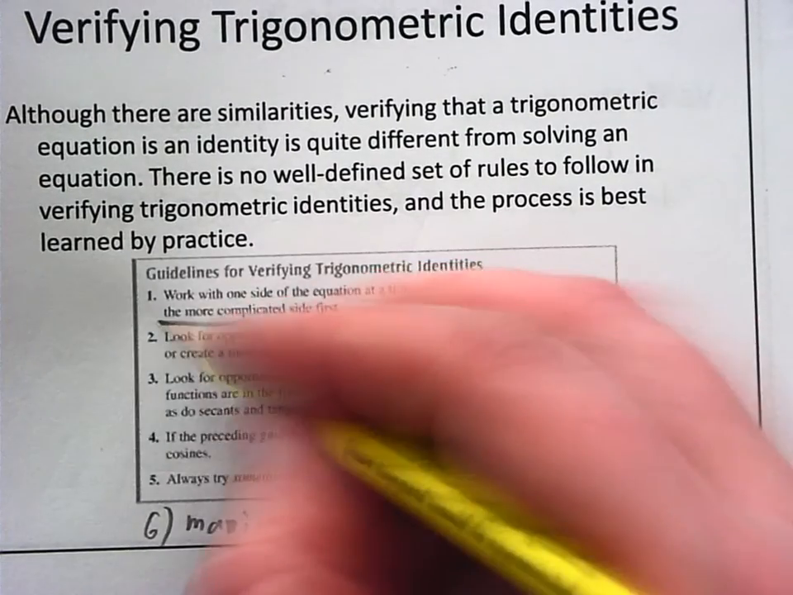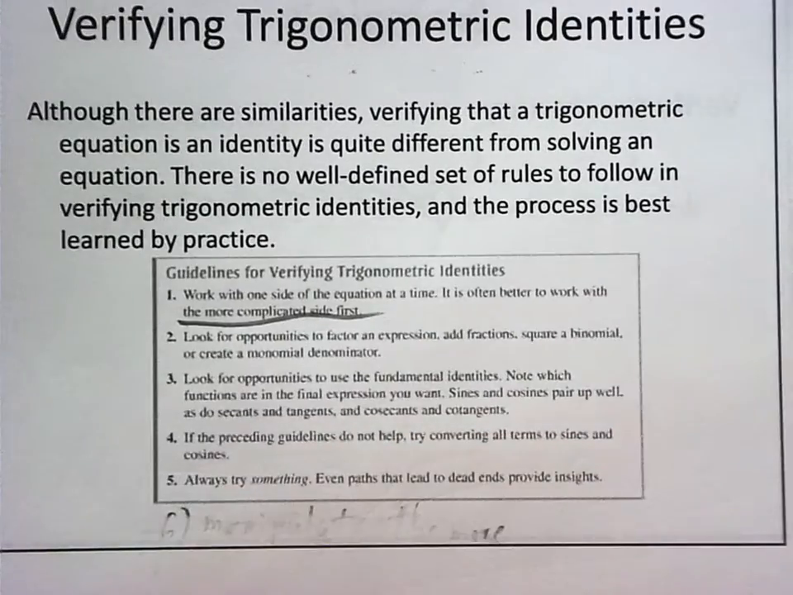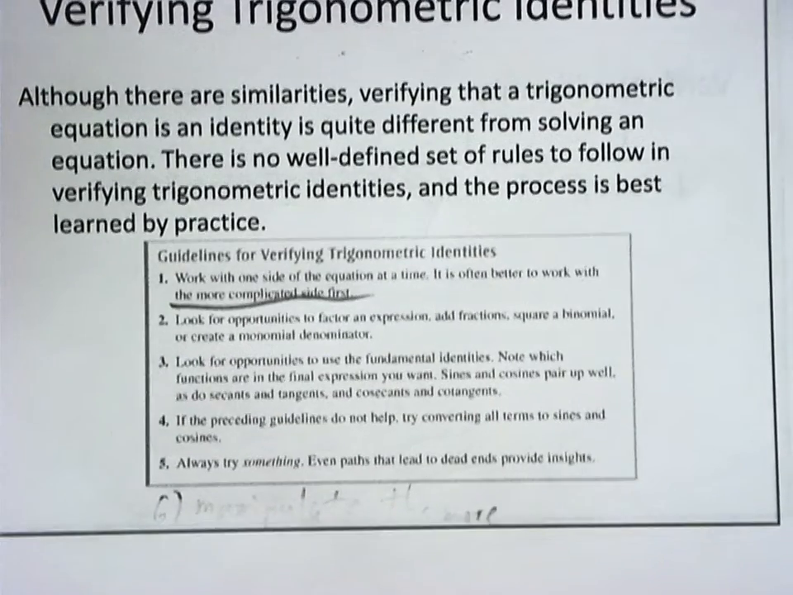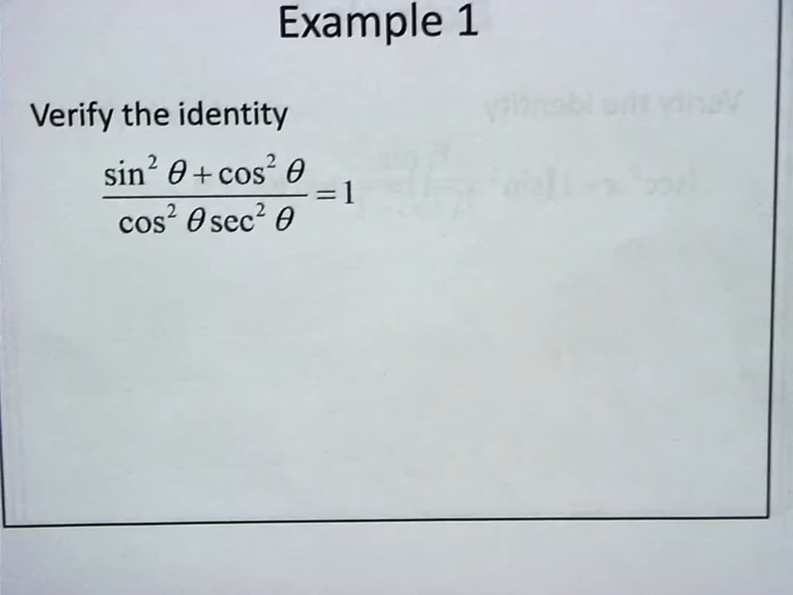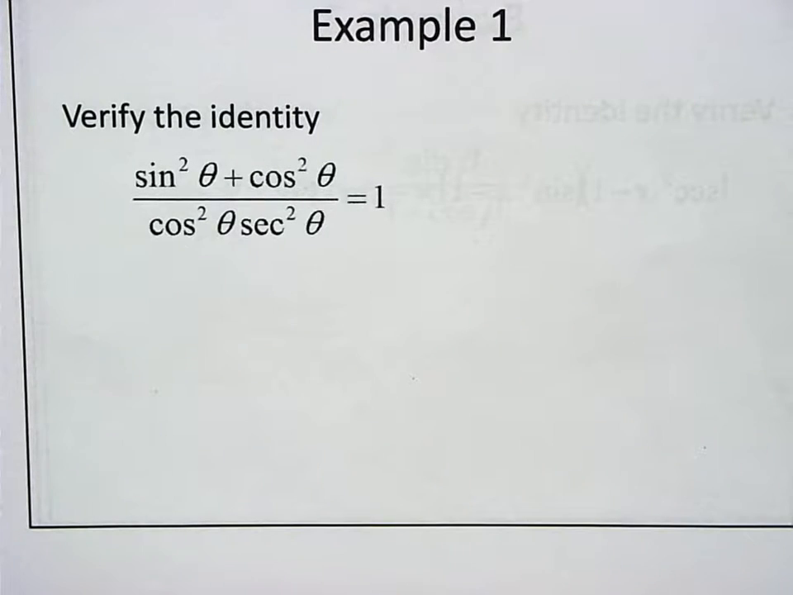And actually, I didn't even read that. It says it right here: manipulate the more complicated side first. I actually read what they say in the book. So, obviously, which side is more complicated? The left side.